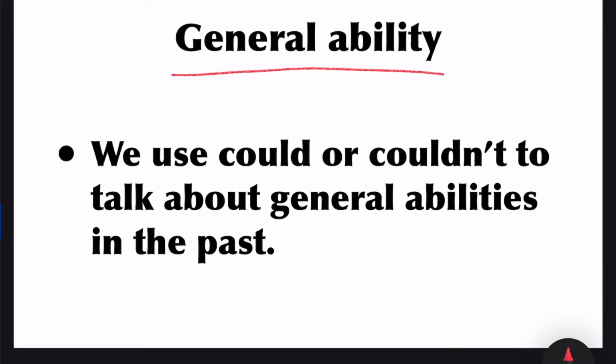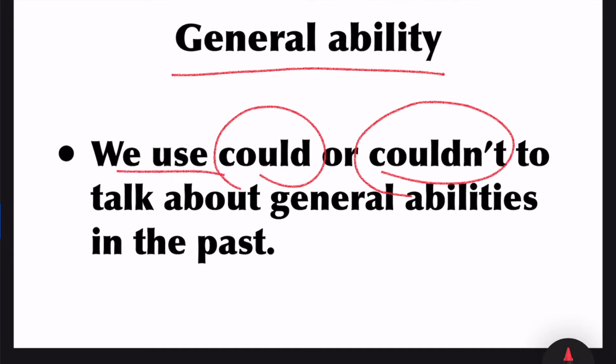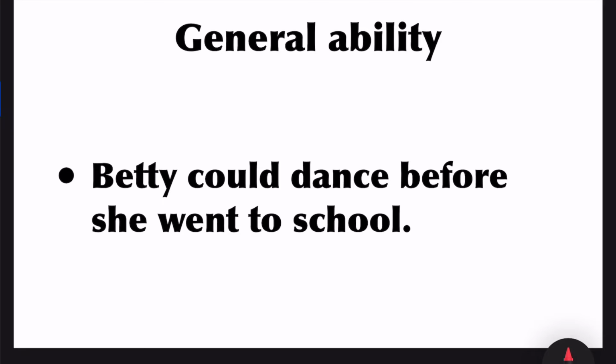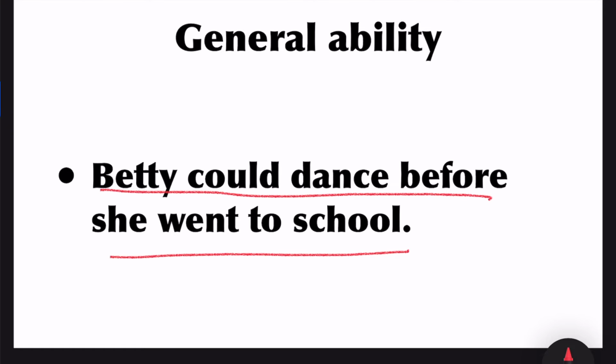General ability. We use could or couldn't to talk about general abilities in the past. If you want to talk about the general abilities you had in the past, you can use could or couldn't. Example, Betty could dance before she went to school. It means Betty had the ability to dance before she went to school.